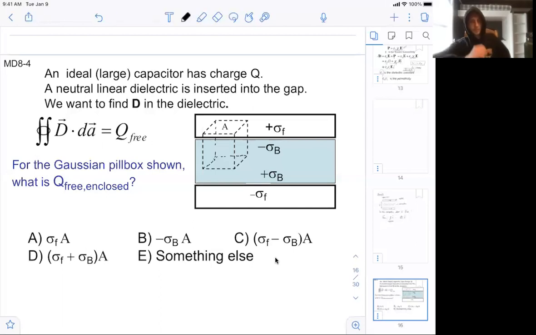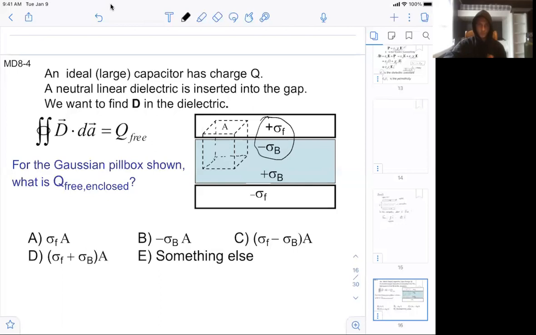Any last minute vote? All right, let's take a look. What is the total free charge enclosed? Okay, so we can see that there's the sigma F, the sigma B, right? In this pillbox, it seems to be capturing the top plate and the top surface of my dielectric. So yes, I agree in terms of the charge enclosed.